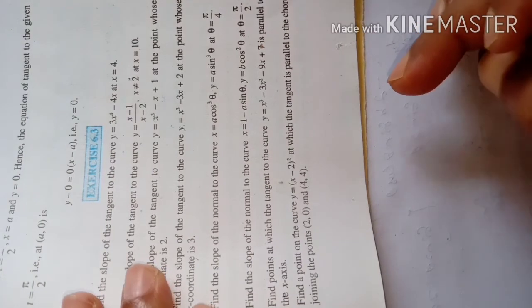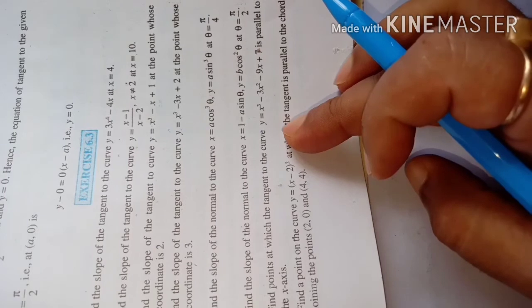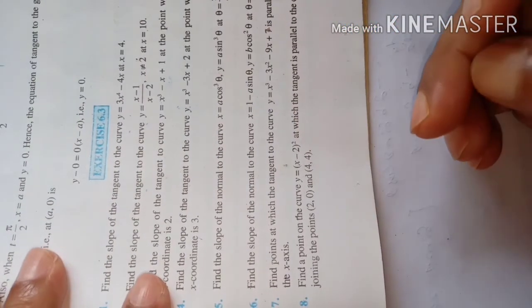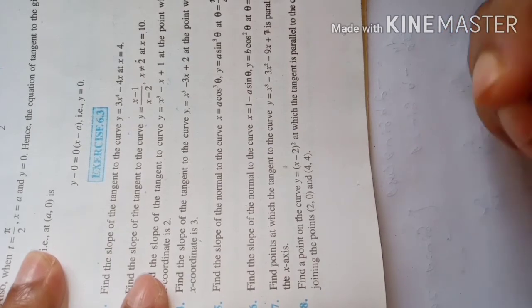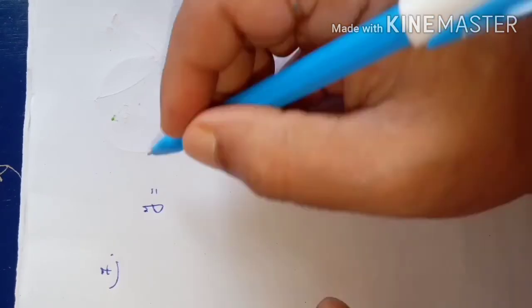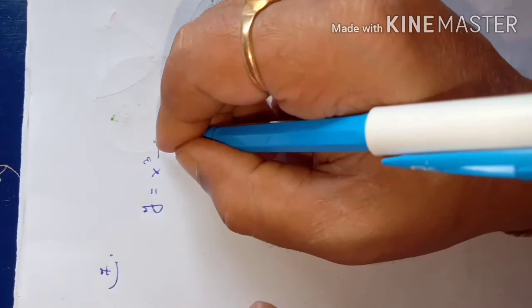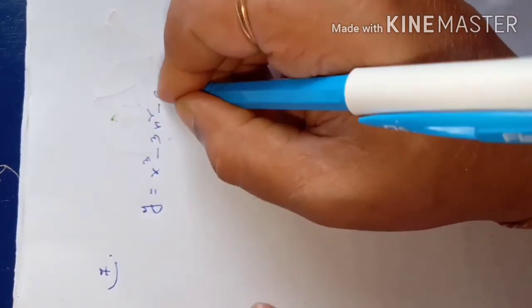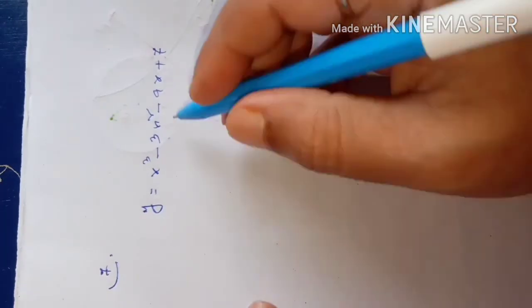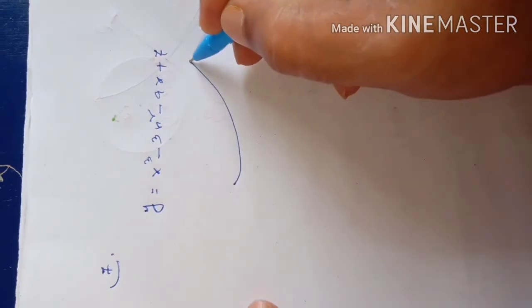So all those points we have to find out where dy by dx, the derivative or slope of the tangent, is equal to 0. Slope of the tangent means what? dy by dx at a particular point is equal to 0. So we have to find that point. So y equal to x cube minus 3x square minus 9x plus 7. By means of a graph, I am showing you what is the meaning of this. Suppose this is the graph.